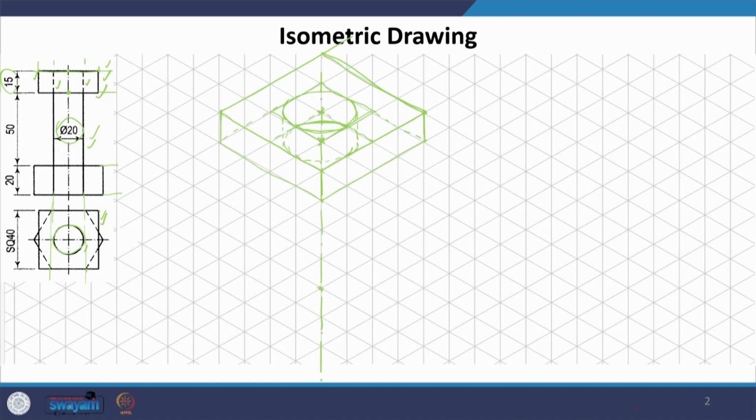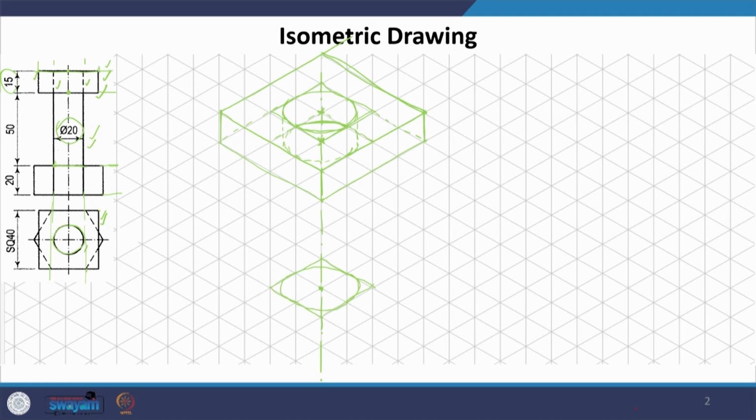So, this is where this circle is going to come. So, this is the face where we are going to get this. Now, I draw another reference square here, which will give us the circle in the bottom. So, this is what we have.